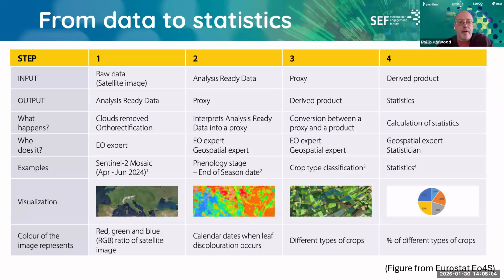This is just another example of how that works in practice at the different steps. Again, I took this from Eurostat, how you get from the raw data to a statistic on the different types of crop. And really, these are the sorts of subjects that we want to discuss today, how we get from that raw image to a real statistical product through some examples.